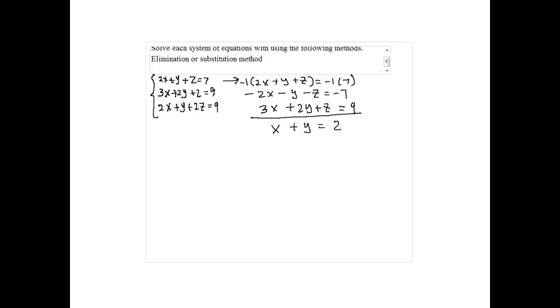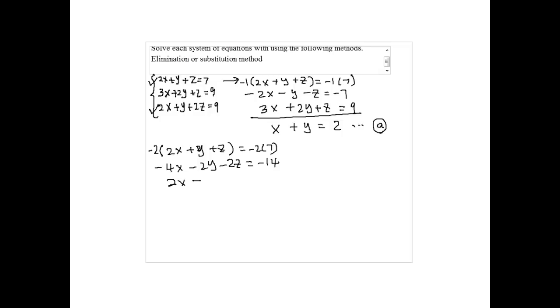x plus y equals 2. Let's call this equation A. Now, I'm going to choose equation 1 and equation 3 next and multiply the top equation by -2. So we have -4x minus 2y minus 2z equals -14.